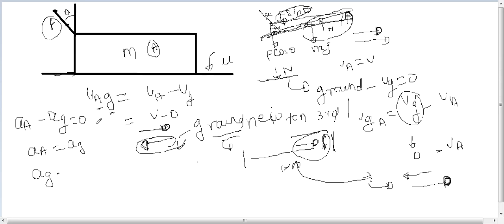Acceleration, actually look, ground, what could be the acceleration of the ground? You know, ground has very high mass, very large mass. Okay, infinite mass with respect to block A, the mass of block A. So the acceleration of ground will be 0. Acceleration of ground will be 0.